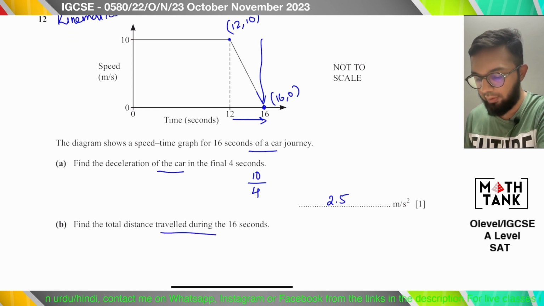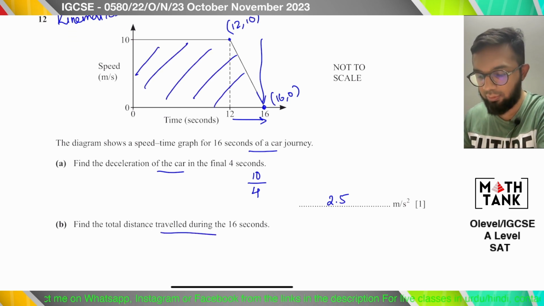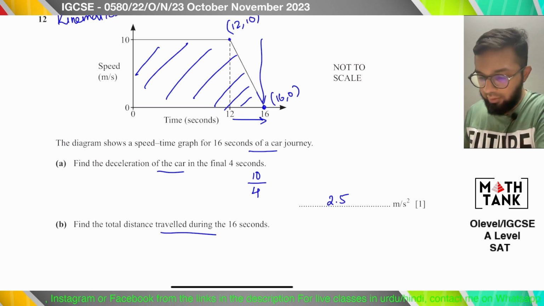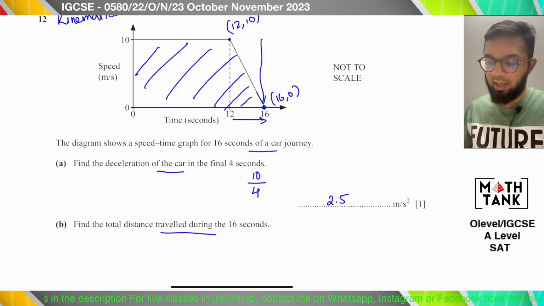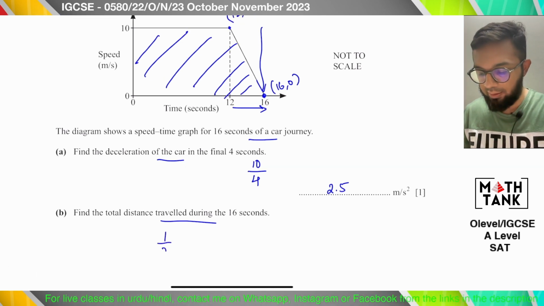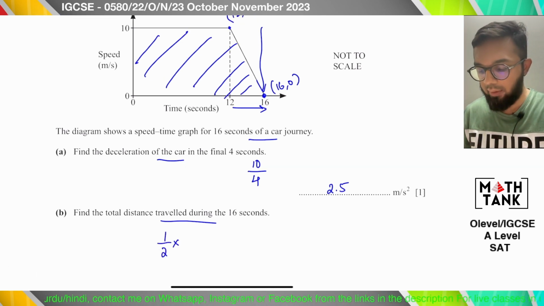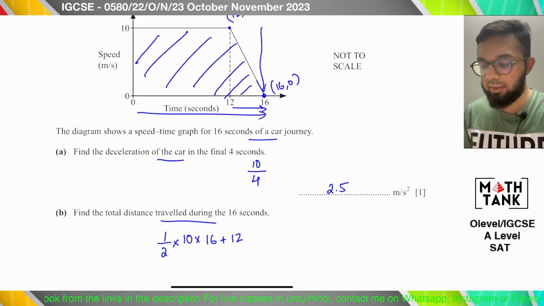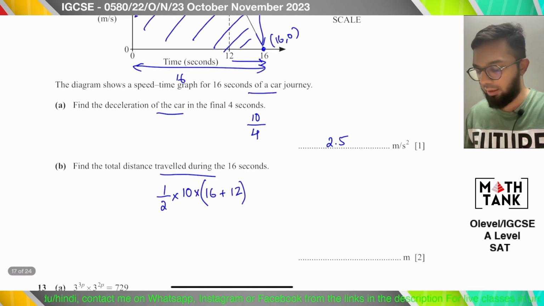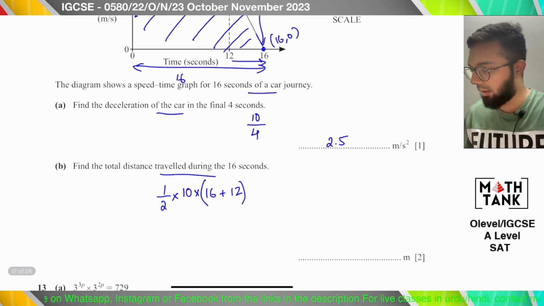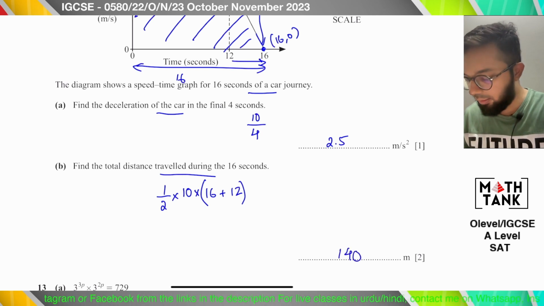Find the total distance traveled during the 16 seconds. The total distance traveled is always the area under the graph, between the graph and the x-axis. So this looks like a trapezium. The area of a trapezium is half times height times the sum of parallel sides, which is 16 plus 12. This is 16 and that one is 12. So those are the parallel sides that I have. So I'm going to put a bracket here and say that 5 times 28 gives me 140 meters.